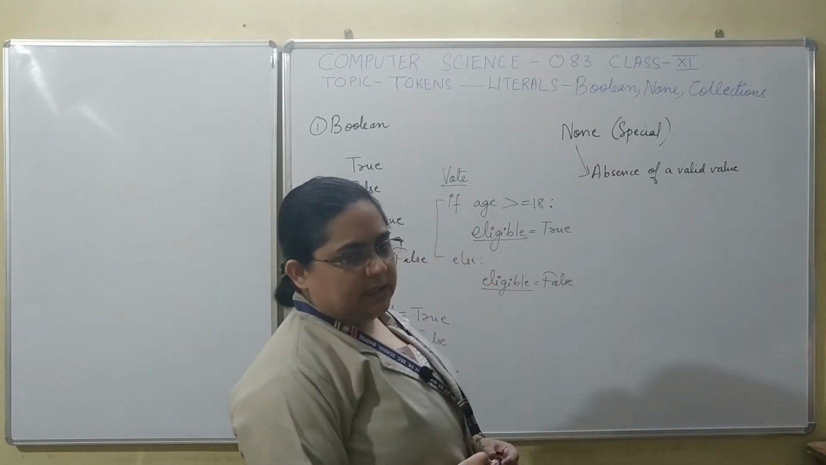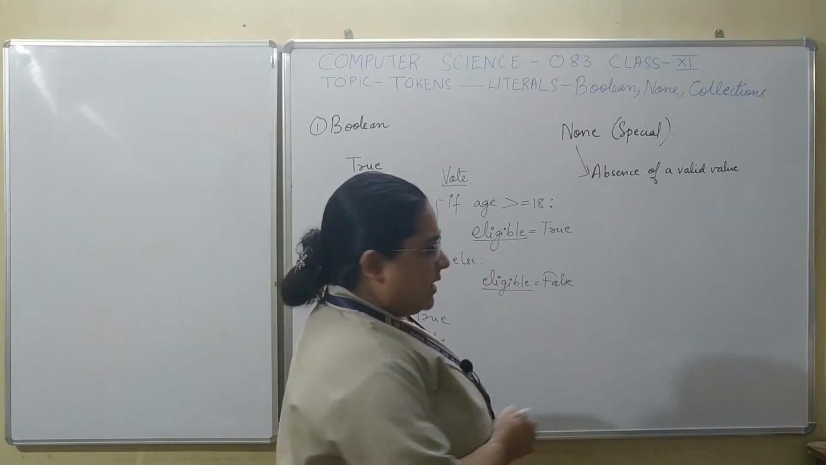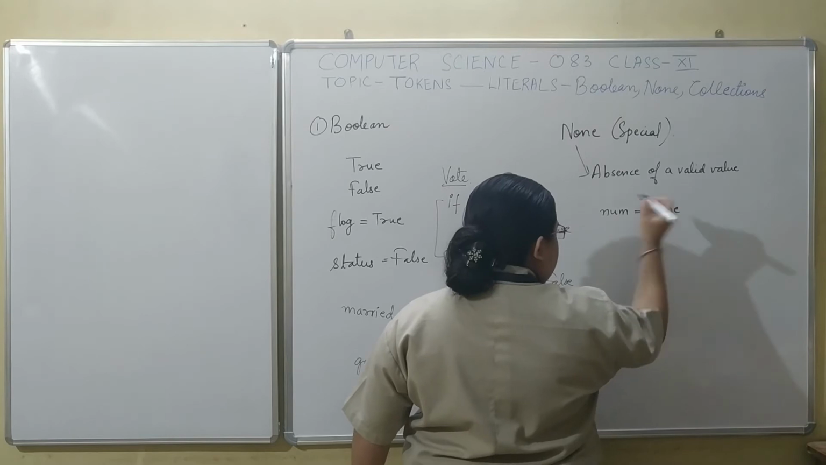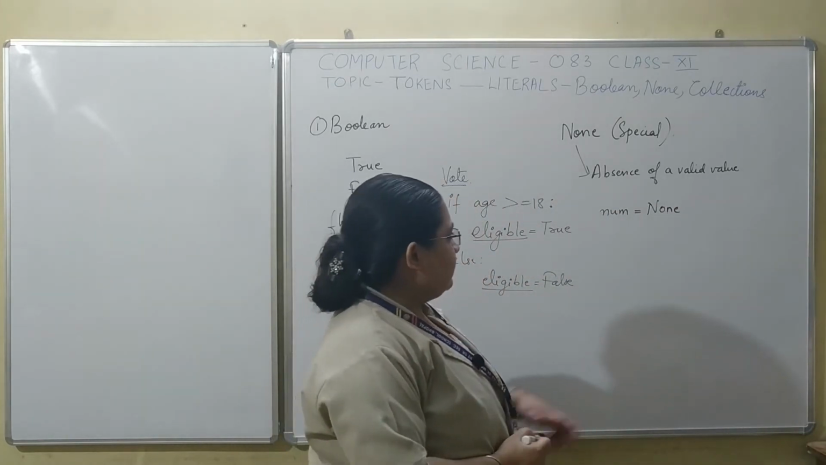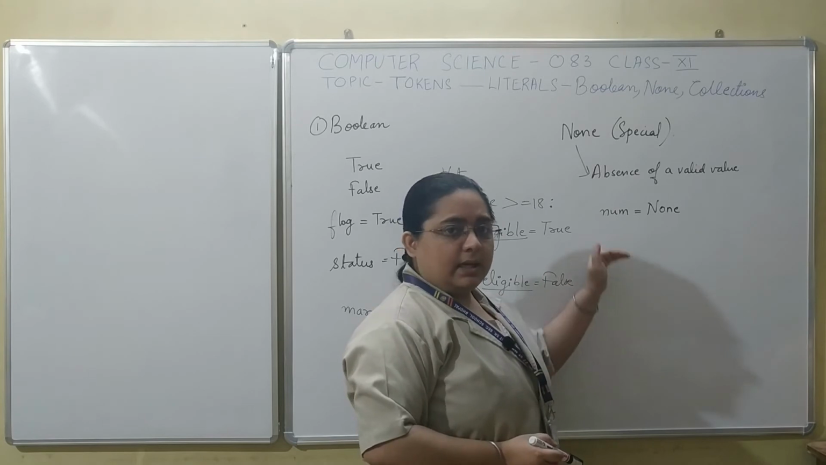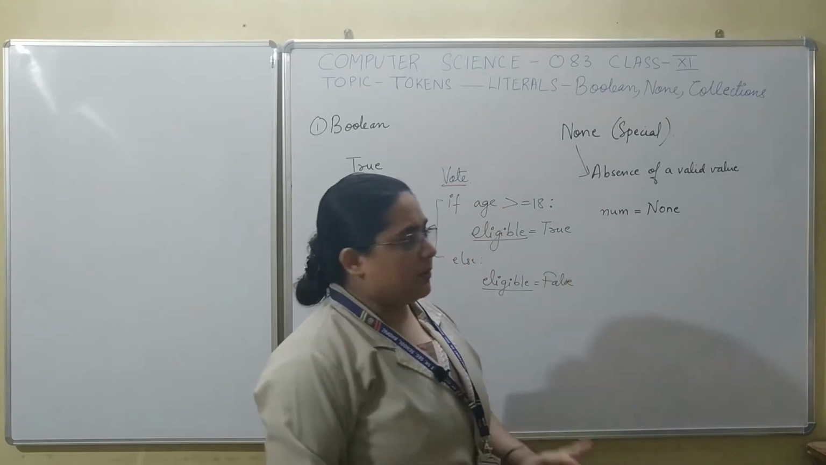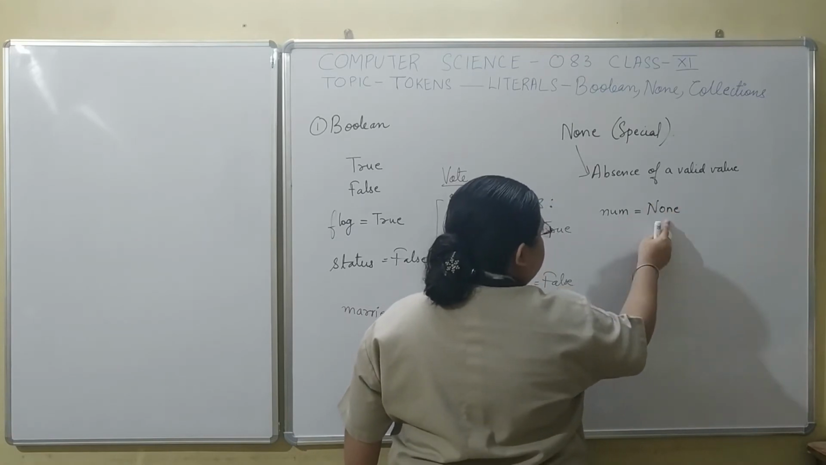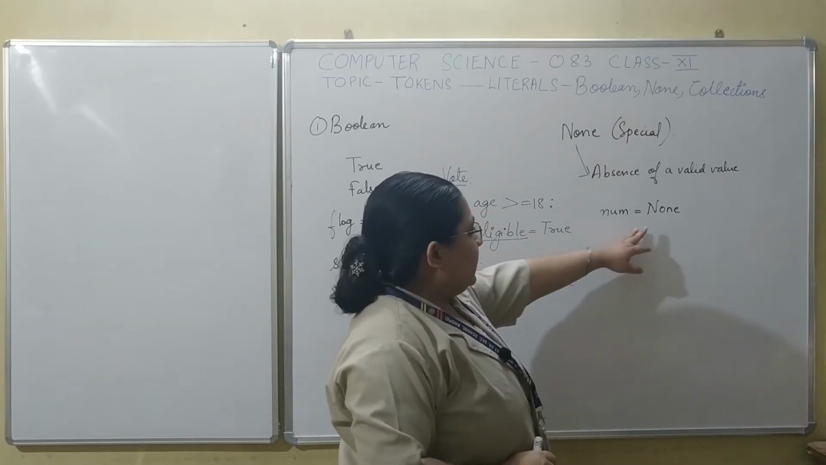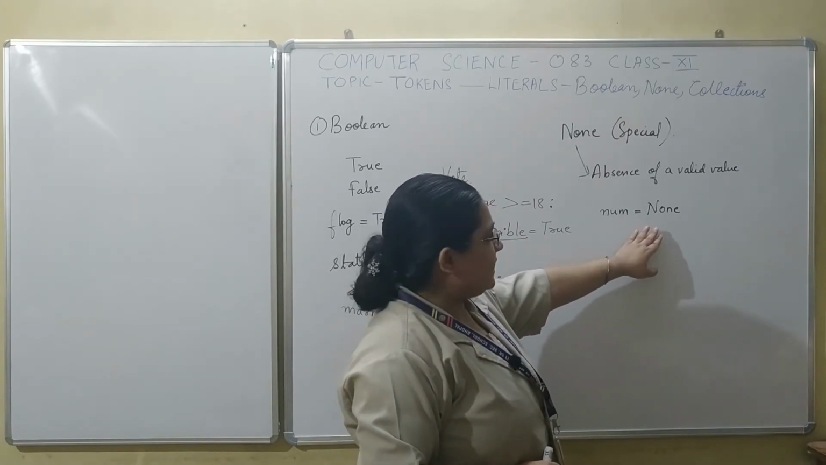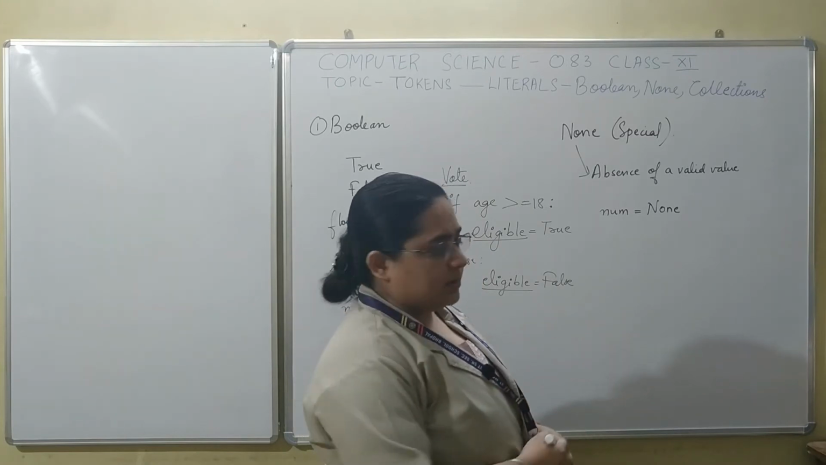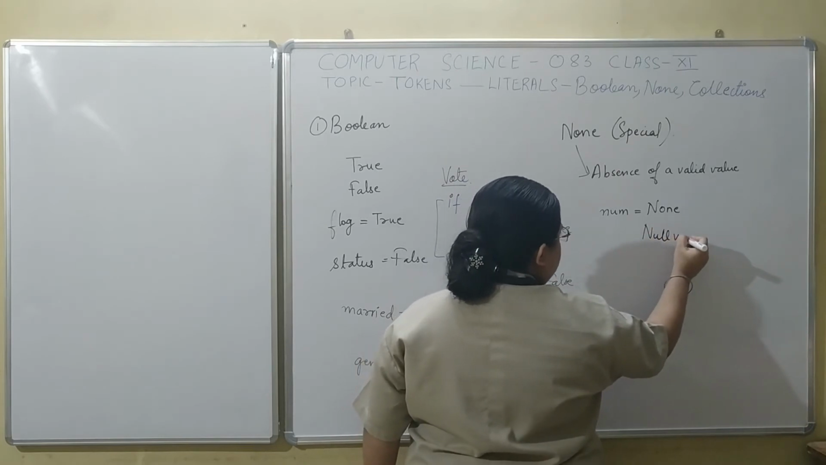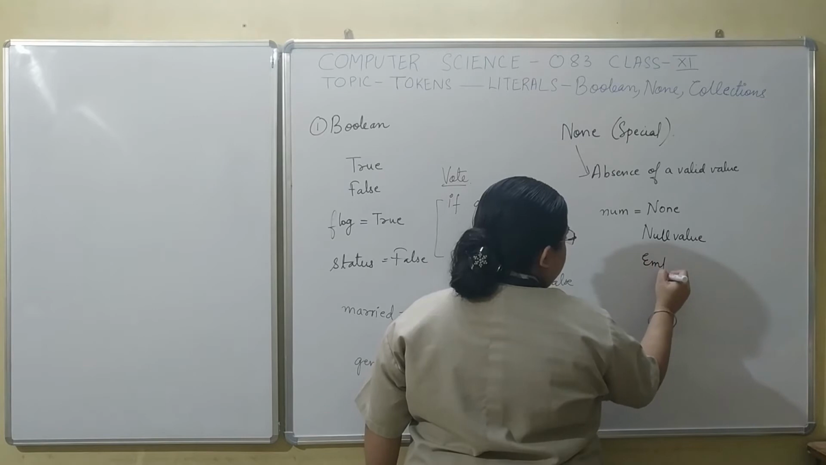Sometimes it is quite possible that we are using a variable, like for example I am taking a variable num and I don't want to assign any value to it, but I will be needing this variable in the later stages of the program. There what I can do is I can simply allot the value None, the literal None, to num. So this literal is a special literal which specifies absence of a valid value. When we say absence of a valid value, it means null value or empty value.